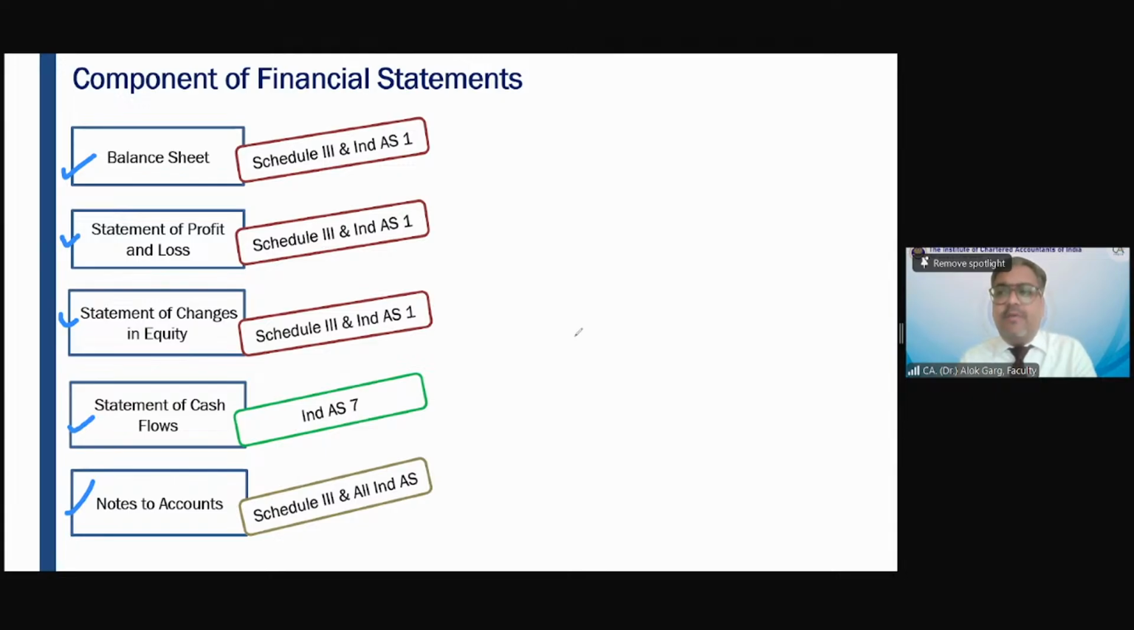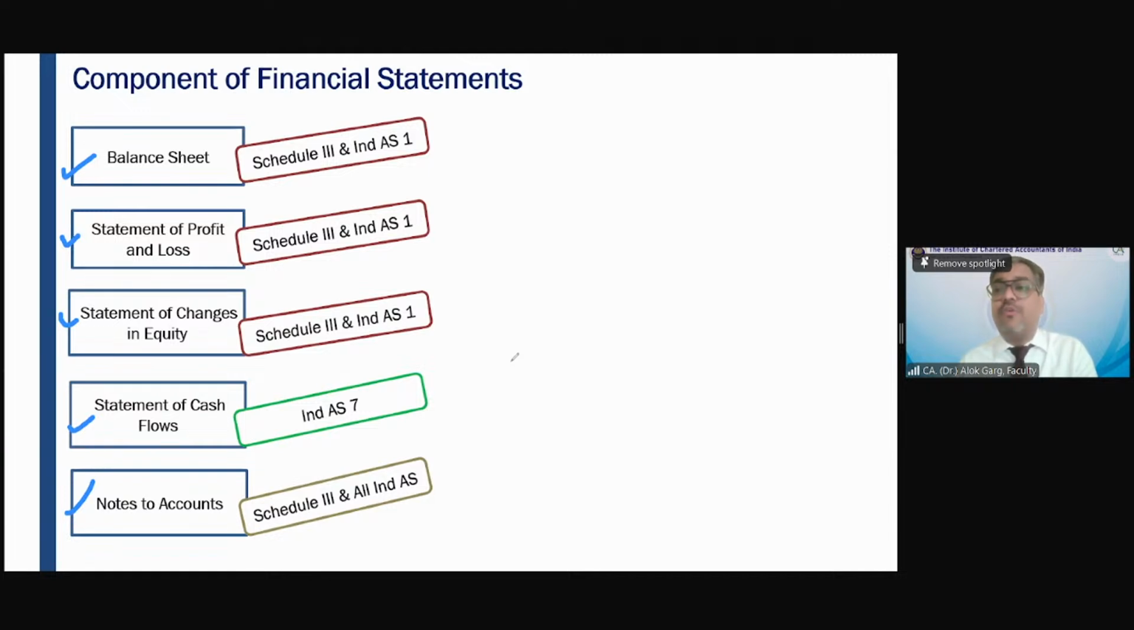Statement of changes in equity. Statement of changes in equity is a statement which prescribes the shareholder movements, right? Changes in share capital, changes in reserves and surplus. Okay. Then we have a statement of cash flows. In the next class, we will revise the statement of cash flows in Ind AS 7. Okay.